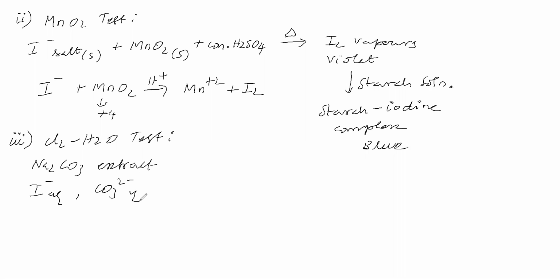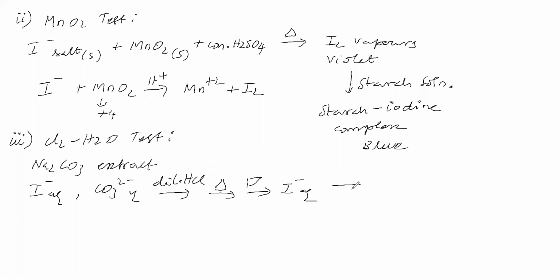Now, to neutralize carbonate, we add dilute HCl. Carbonate becomes carbon dioxide gas. Then the contents are boiled, so the carbon dioxide gas completely escapes. Then the contents are cooled. After cooling, the resultant solution contains I minus aqueous.